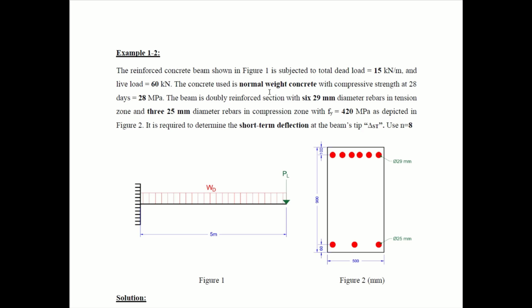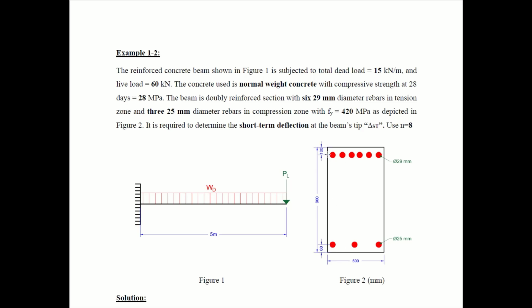The concrete used is normal weight concrete. The compressive strength is equal to 28 MPa. As we see here in figure 2, the beam is a doubly reinforced section. It's not a singly reinforced section, which means that we have reinforcement in the compression zone. It's reinforced with 6 phi 29 millimeters in the tension zone, and in the compression zone we have 3 phi 25 millimeters rebars. The beam has dimensions of 500 millimeters versus 900 millimeters as a depth.